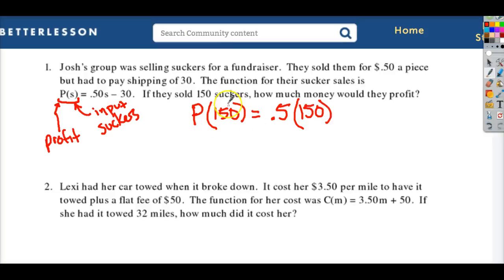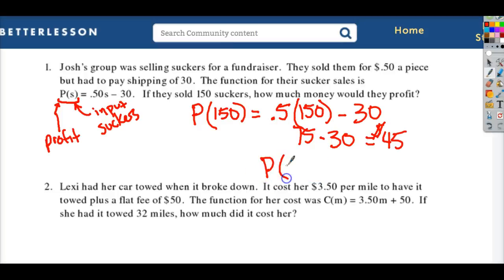So this is the same thing we were doing, right? S is 150 now, so I'm just plugging it in. Minus 30, which would be 75 because it's half of 150, minus 30 equals 45. So that's what? $45.